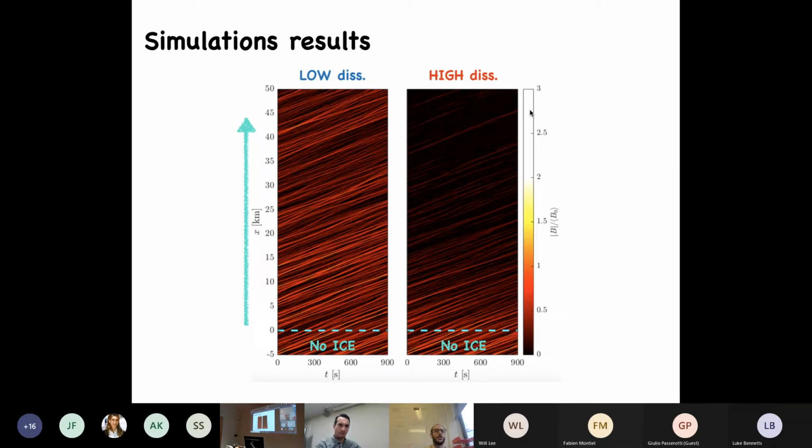So in the low dissipation, you can see there is some reduction of the most extreme waves and more, let's say, black as you progress further away from the ice edge. Whereas in the high dissipation it is much clearer that there is a clear dissipation of the amplitude of the waves as we progress further into the ice. But still you have some large waves, as denoted by the orangey lines.